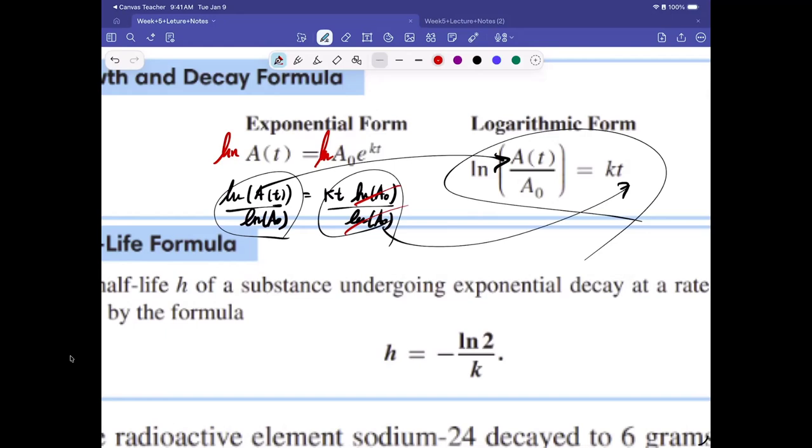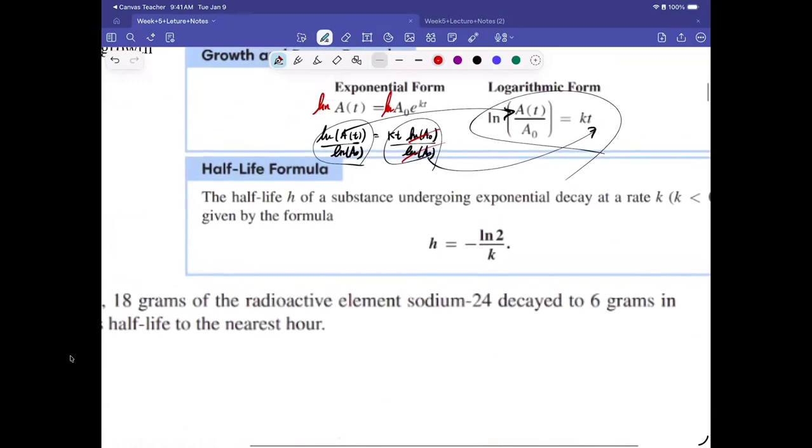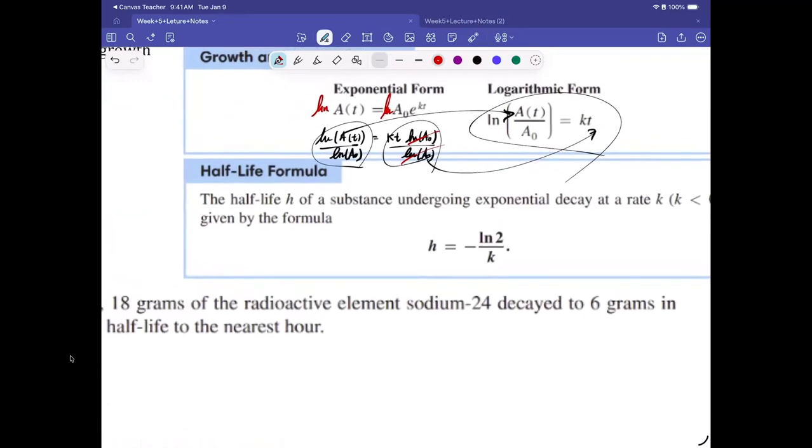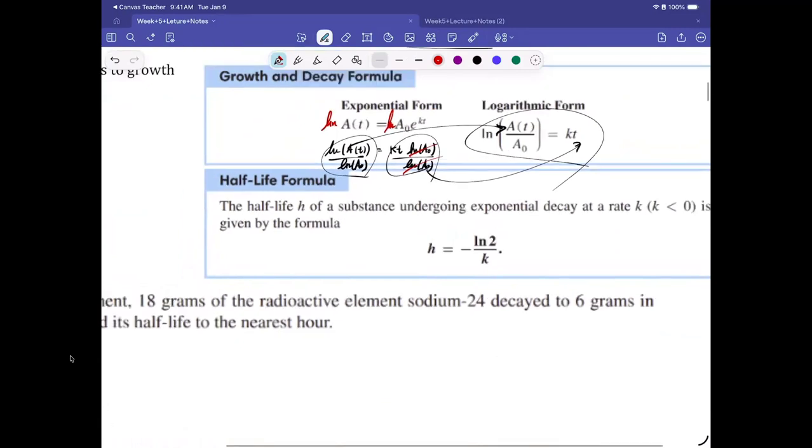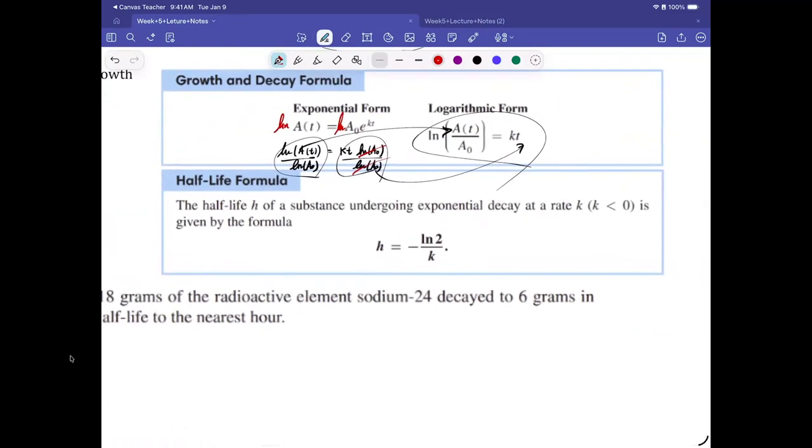And then what is the half-life formula? Because we're going to do the half-life. The half-life formula is H is equal to negative ln 2 divided by k. K must be less than 0 because it's exponential decay.